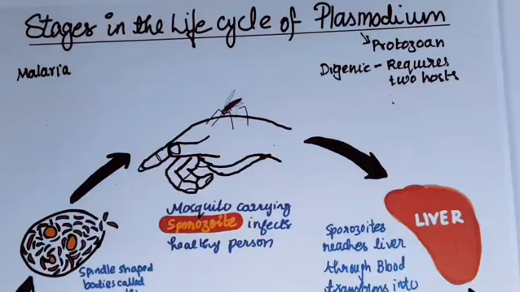Here, us, the human beings, are the intermediate host, and the female Anopheles mosquito, which is the vector to carry this disease, is the definitive host. So, in humans, the asexual phase occurs, while in the female Anopheles mosquito, the sexual phase happens. Now, let's understand the life cycle of Plasmodium.